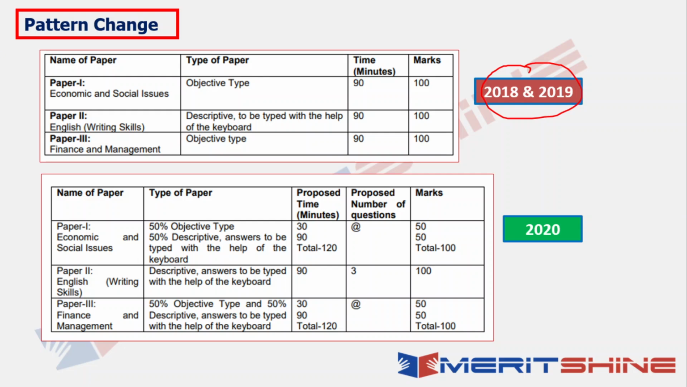Let's look at the finance and management paper. The finance and management paper had objective type questions, 90 minutes time and 100 marks to it. Obviously we are looking at only phase 2 here, right, not phase 1. So if you look at 2020 and 2019, the phase 1 pattern did not change. The nature of the questions became a little more challenging.